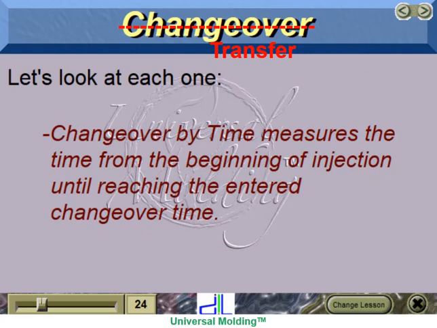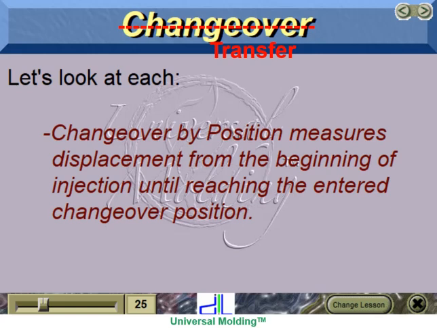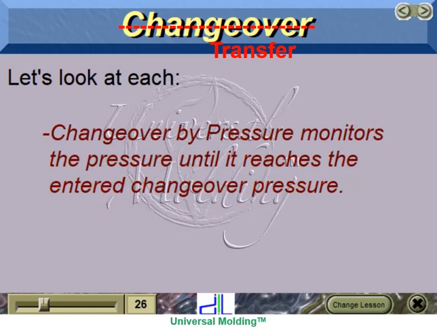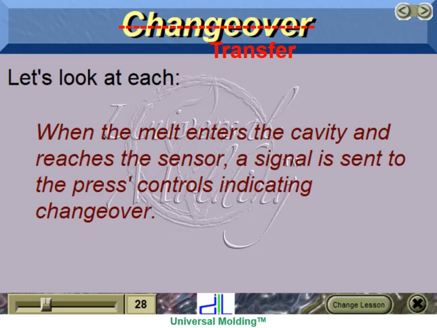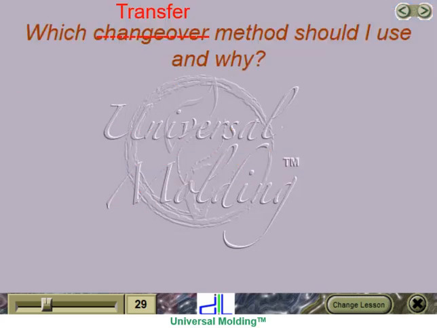Changeover by time measures the time from the beginning of injection until reaching the entered changeover time. Changeover by position measures displacement from the beginning of injection until reaching the entered changeover position. Changeover by pressure monitors the pressure until it reaches the entered changeover pressure. A temperature or pressure sensor is located close to the end of the fill area of the mold cavity or cavities. When the melt enters the cavity and reaches the sensor, a signal is sent to the press's controls indicating changeover. Which changeover method should I use and why?